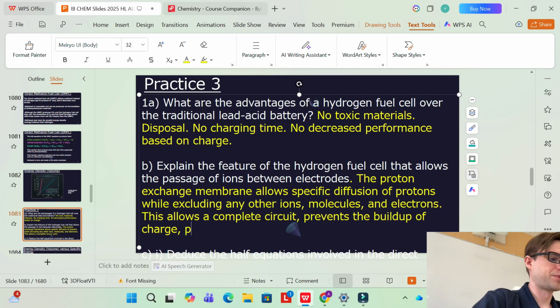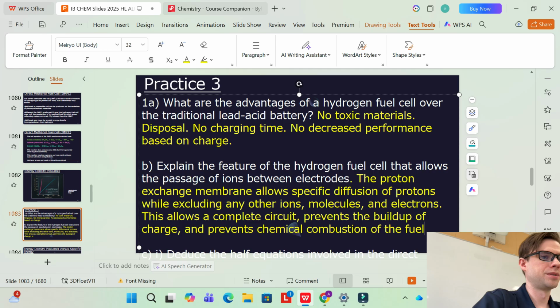And it prevents chemical combustion of the fuel. If we allow the hydrogen and oxygen atoms to meet, and oxygen molecules to meet, there's a chance they'll just combust and release all their energy exothermically, and we can't control it. So that's why we need the proton exchange membrane.